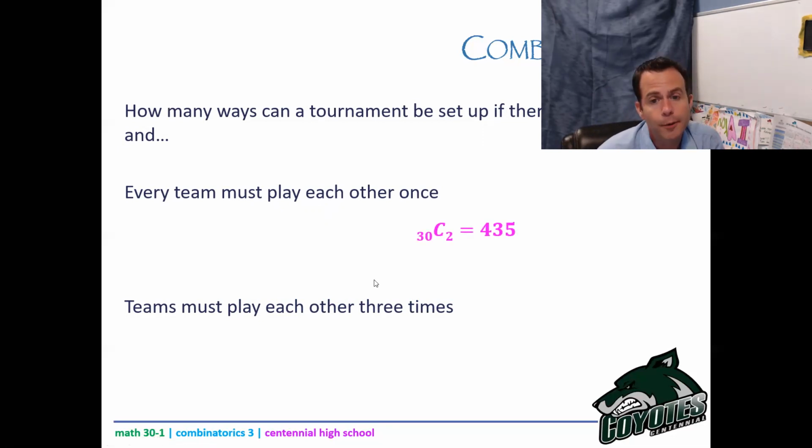Now, what if I want to play everybody 3 times? Well, I just take that and multiply it by 3. So that would be 1,305 games, which is one heck of a tournament. That's why divisions don't end up playing everybody all the time.